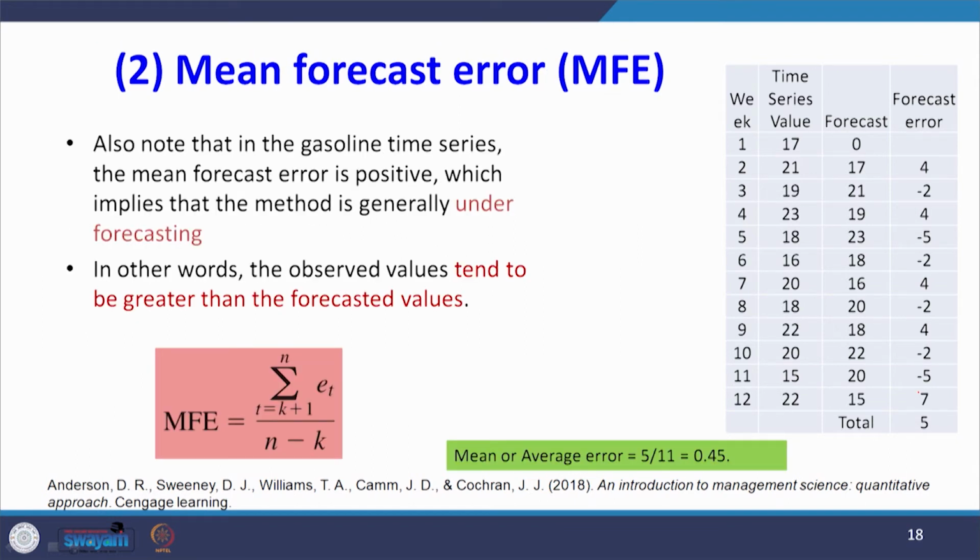Also note that in the gasoline time series, the data given on the right hand side, the mean forecast error is positive 0.45, which implies that the method is generally under forecasting. As I told you, when we get a positive error, suppose values like this, so this is your positive error. What we have done is under forecasted. In other words, the observed values tend to be greater. So, this point is above the forecasted values.